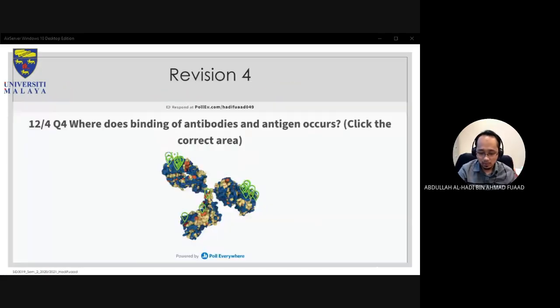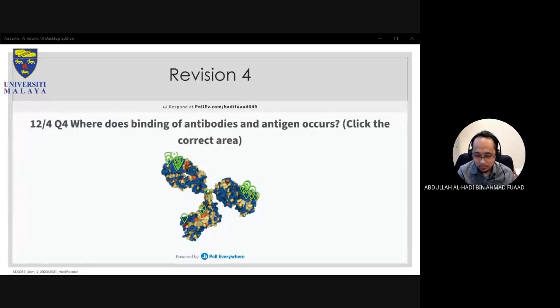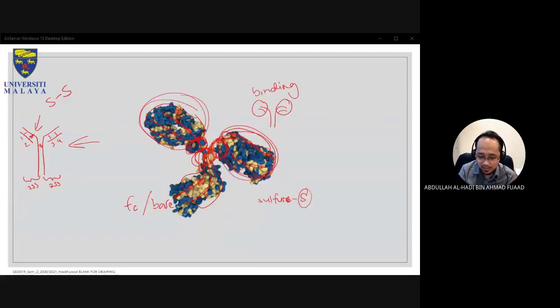For those who put the middle one, or the base of the Fc region, that is incorrect. And again, the binding region is not just over that particular site. It is actually along this line, everything. So not just one.